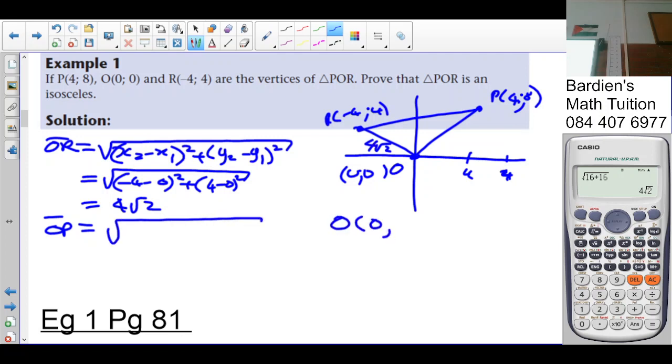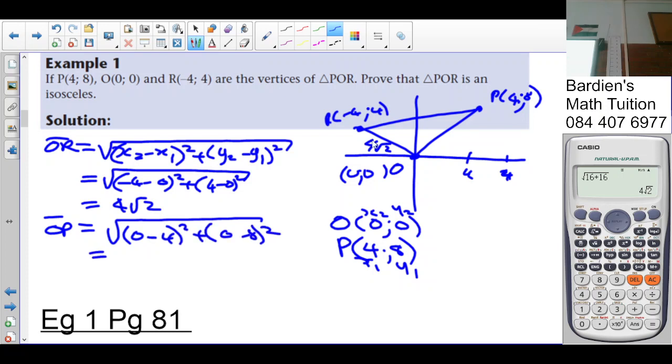So O is 0 and 0. P, make it a habit of writing this on the side. I know some of you mix up the coordinates. So if this is x1, y1, that is x2, y2. So we go x2, which is 0 minus 4 squared plus 0 minus 8 squared. This is not the one that you're looking for. So that's the square root of 4 squared, which is 16, plus 8 squared, which is 64. Gives you 4 root 5.